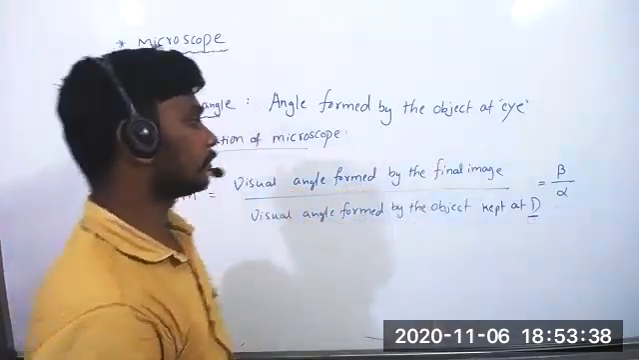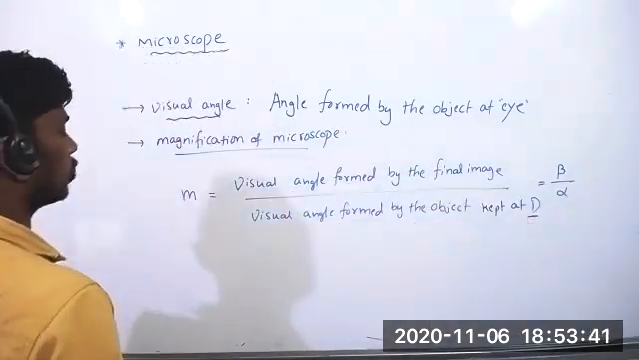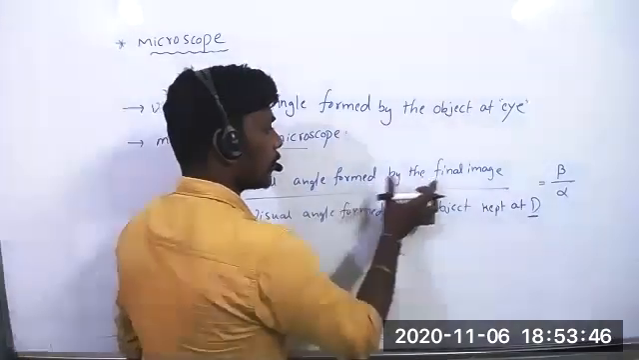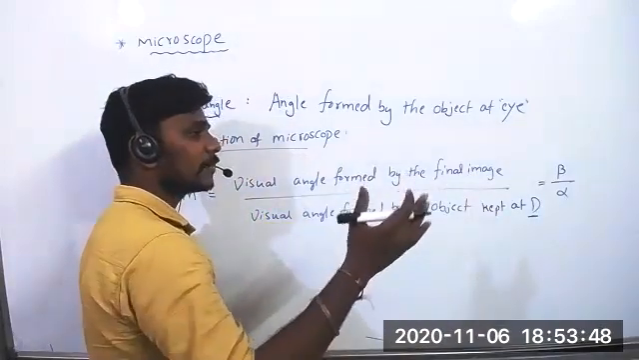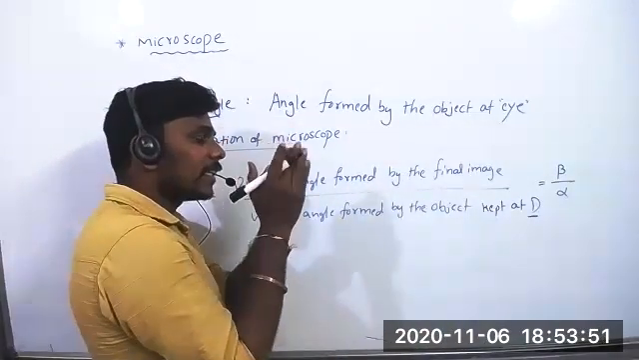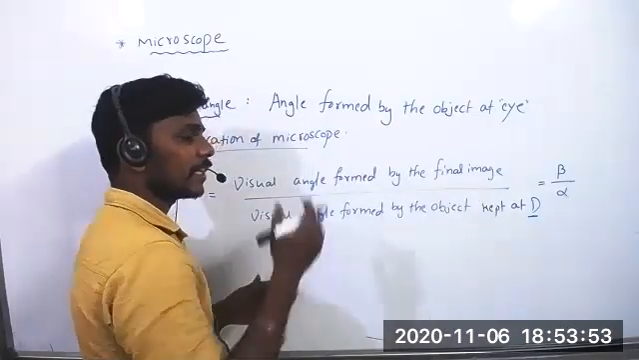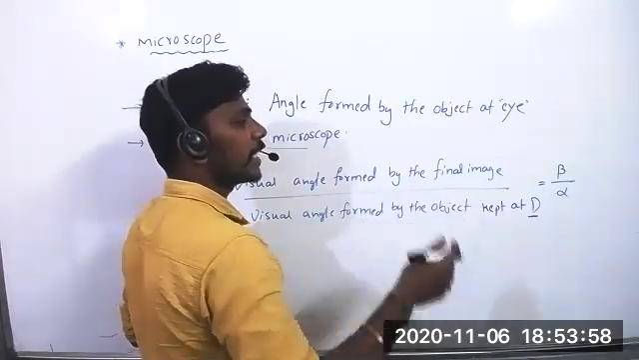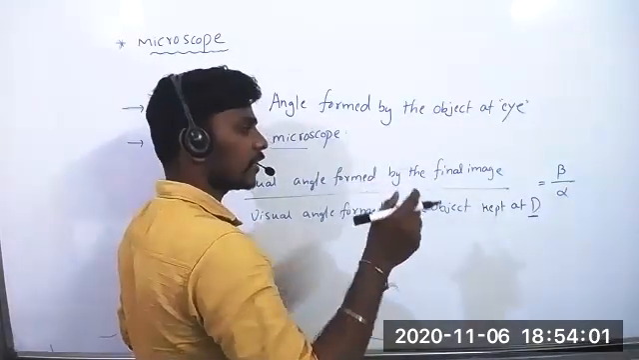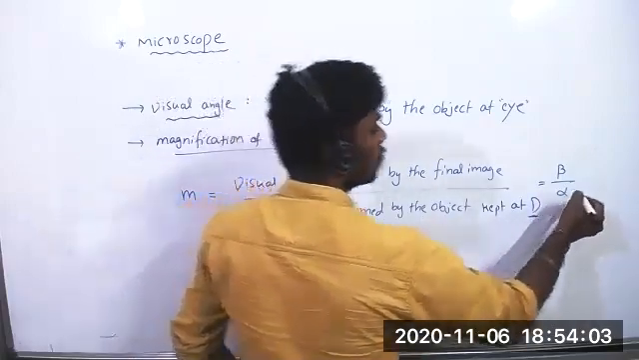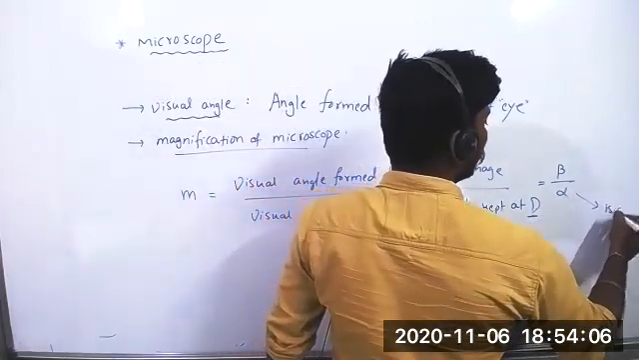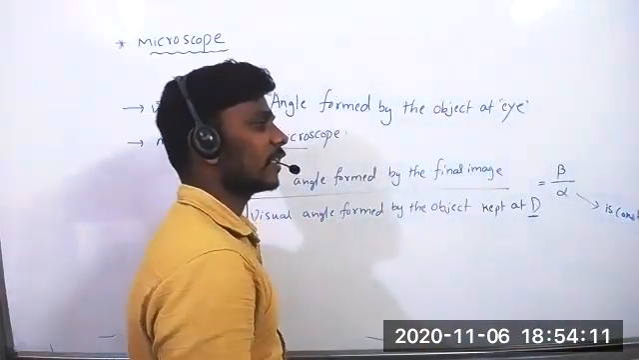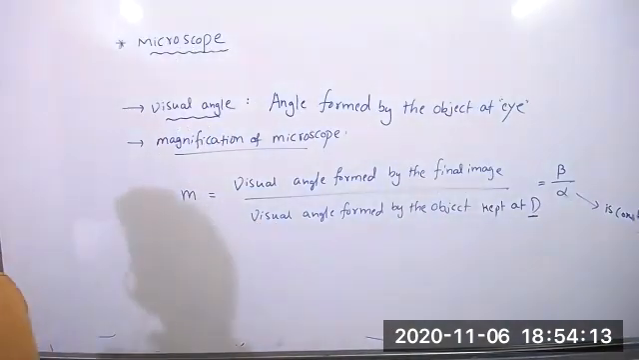So beta by alpha is the magnification of the microscope. The magnification of the microscope is equal to the visual angle formed by the final image, divided by the visual angle formed by the object kept at distant vision. Final image means when you place a lens, that angle will change. But alpha won't change. It is common. Alpha is constant. For a normal eye, D is always constant. Distant vision is 25 centimeters.